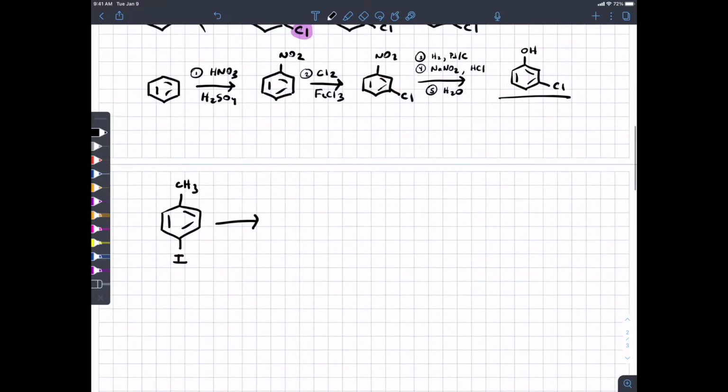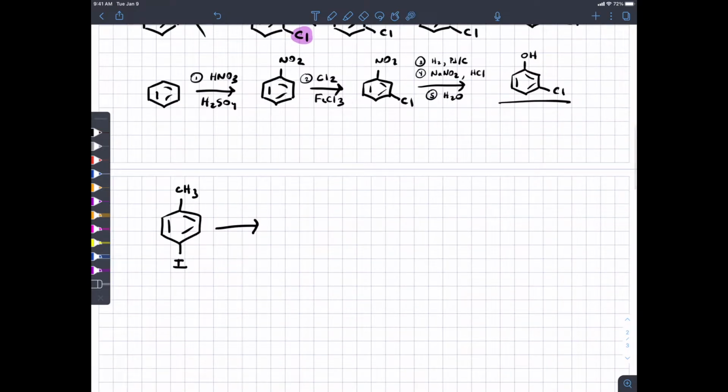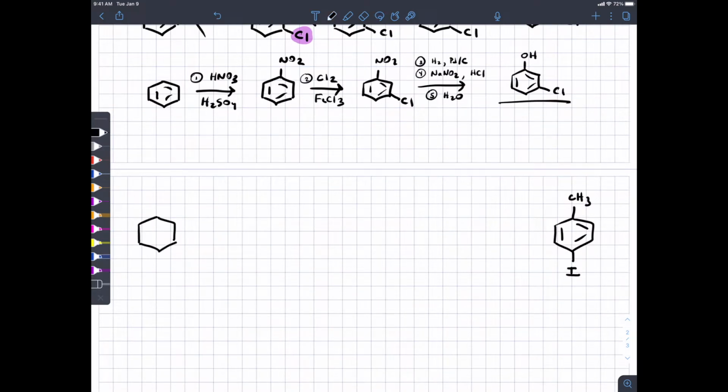Take a minute and see if you can plan out a synthesis. You've got to make this desired product from benzene. Pay attention to the relationship between the groups and make sure that you can get the desired regioselectivity via your method.